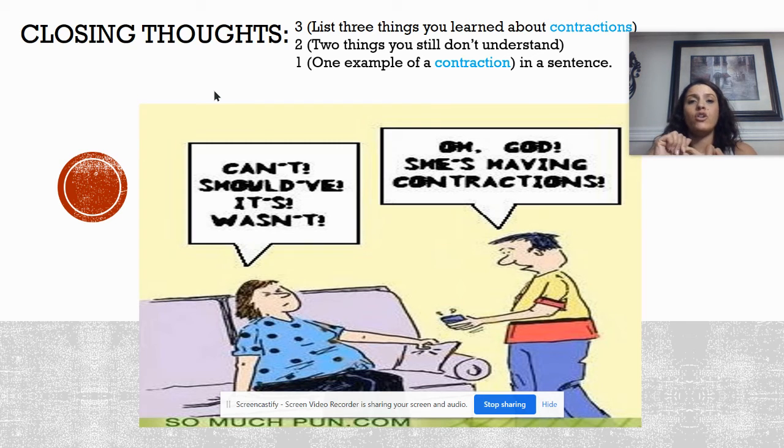Students already know, and norms are already in place to know that they're supposed to write their name on the back of the Post-it. And then they're already accustomed to the 3, 2, 1. 3 things that they learned, 2 things that they weren't certain of or they didn't understand, and then 1 example of the contraction in a sentence.